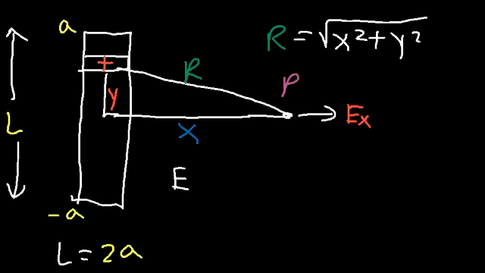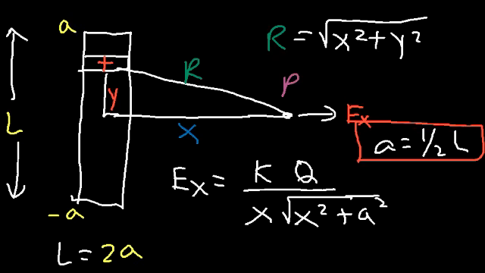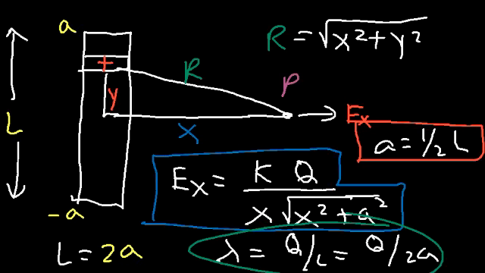The electric field in the x direction can be calculated using this equation. It's kq divided by x times the square root of x squared plus a squared, where a is simply 1/2 of the length of the rod. So make sure you know this expression and also this equation. In addition, make sure you know that the linear charge density is q divided by L, which is q divided by 2a. So you also need to know this equation. So those are the main equations that you'll need.